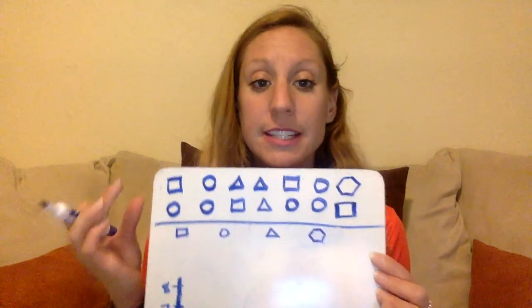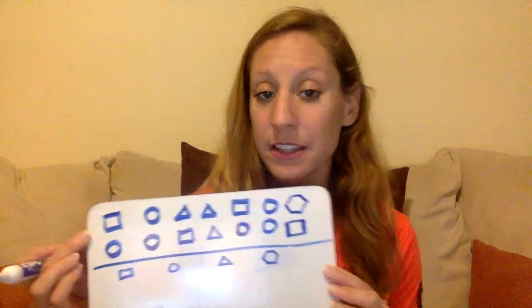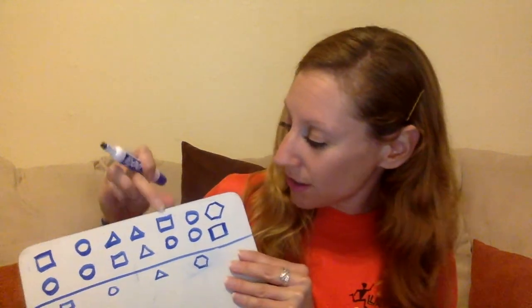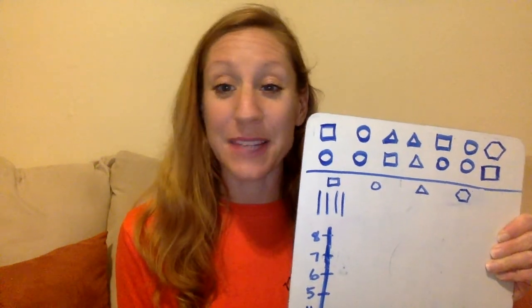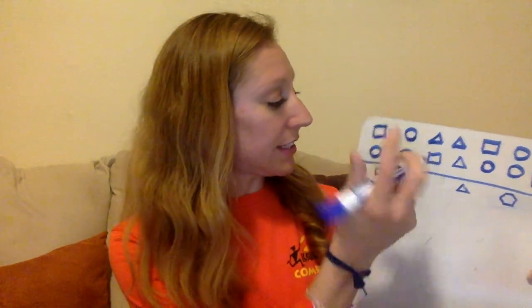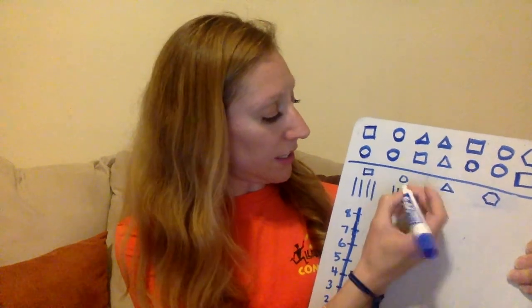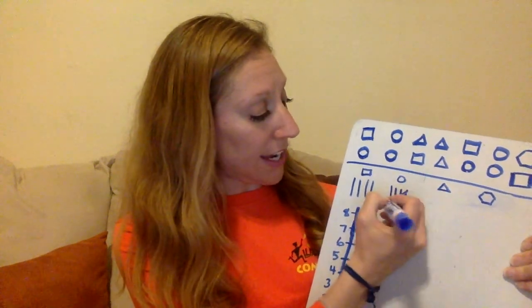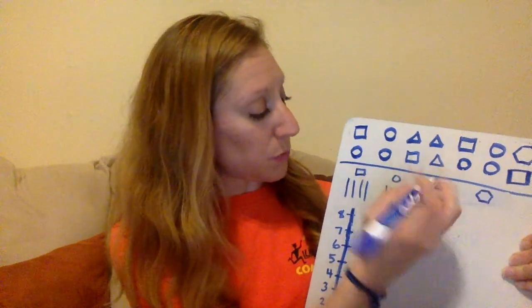So let's see, if I start with the squares, I see 1, 2, 3, 4 squares. So I'm going to tally that here. 1, 2, 3, 4, just 4 lines. Okay, circles. Now you could tally one at a time. 1 here, 1 here, 1 here, 1 here, 1 here, 1, 2, 3, 4, and 1 across, and 1 here. Okay, so you can count them all up and then tally, or you can tally one at a time.